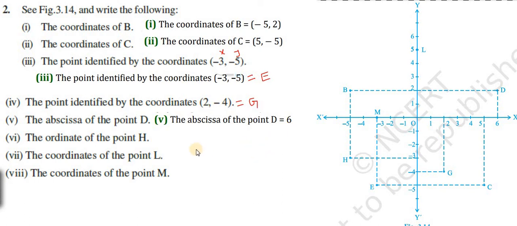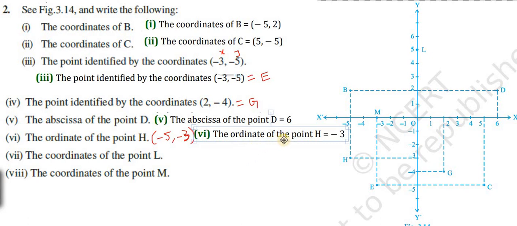Next, what is the ordinate of point H? Where is the H? H is here. Here x-axis -5 and y-axis -3. So the point is -5 comma -3. What do you mean by ordinate? Ordinates are nothing but y coordinates. So the ordinate is -3. The ordinate of the point H is -3.